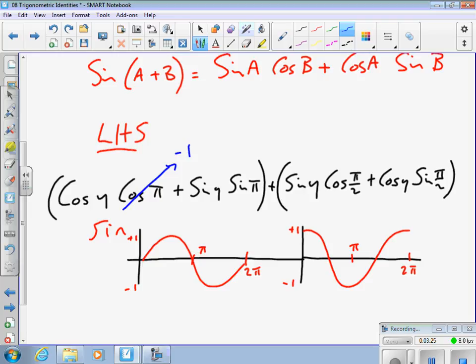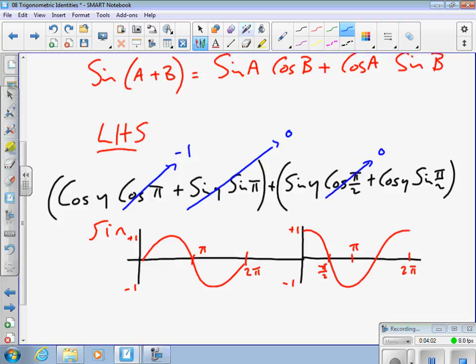Now, if we look again at our waves, what's the sine of pi? According to this wave, what's the sine of pi? 0. So this is 0. In other words, this whole term is 0 because the sine of pi is 0. So that's gone. Now, what about this one? Pi over 2. Well, if that's cosine is pi, then this must be pi over 2, mustn't it? That's pi over 2. What's the cosine of pi over 2? 0. That's 0. So this whole term is 0.